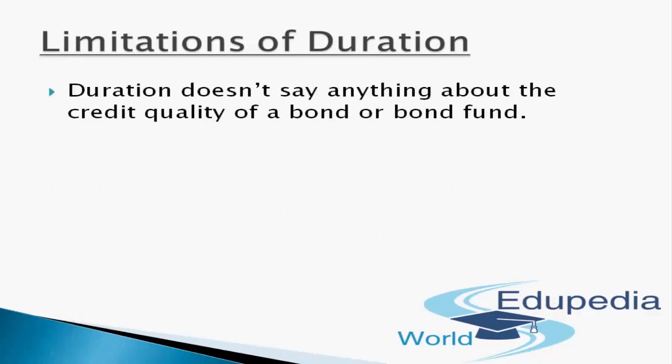Duration doesn't say anything about the credit quality of a bond or bond fund. It never says that this product, like this bond, has a rating of AA plus or AAA plus or B plus. So duration is absolutely not concerned with the credit quality of a bond or bond fund.